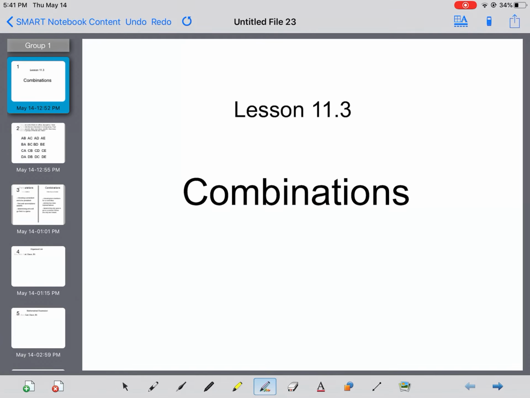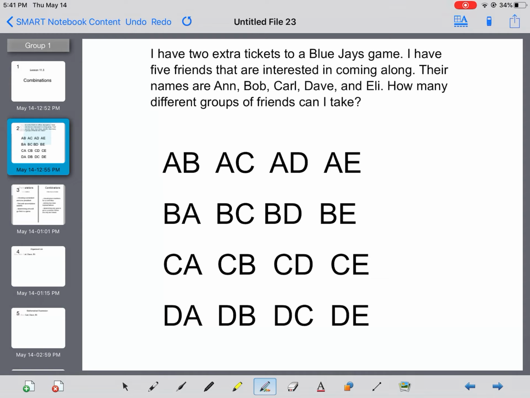So let's start with a bit of a review question. Let's say I have 2 extra tickets to a Blue Jays game, and I have 5 friends that would like to come along. Their names are Anne, Bob, Carl, Dave, and Eli. How many different groups of friends can I take? The important information is that I only have 2 tickets, but I have 5 different friends that are interested in coming along.